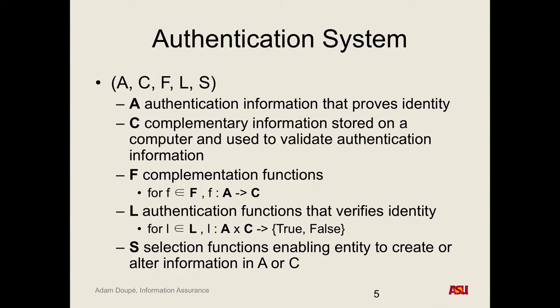Right, you have some little a in this big A, and that generates with F. So F takes in that little a and produces some little c, which is an element in C, and that's your actual complementary information. And then L can take a and c and return either true or false.